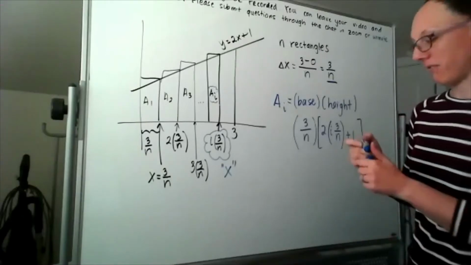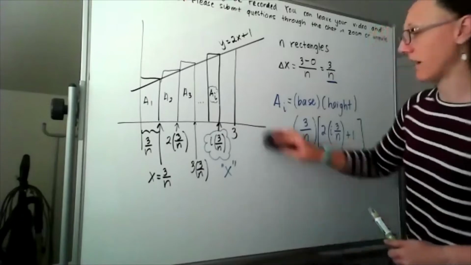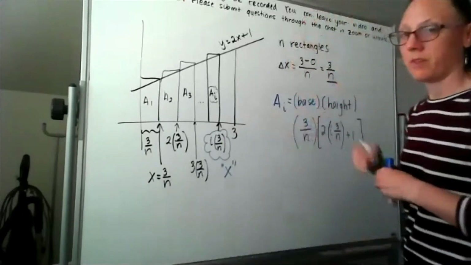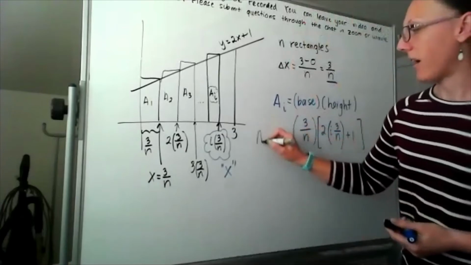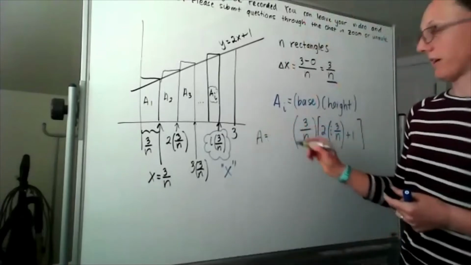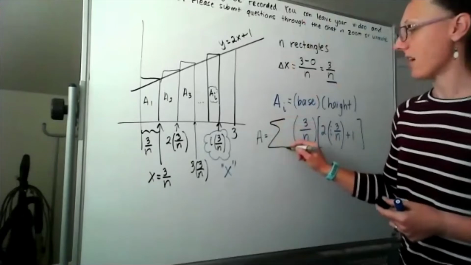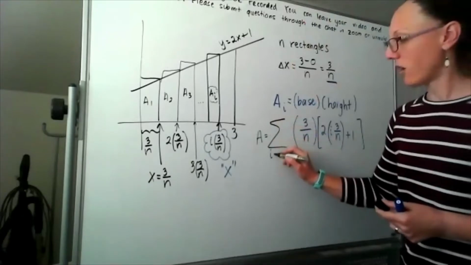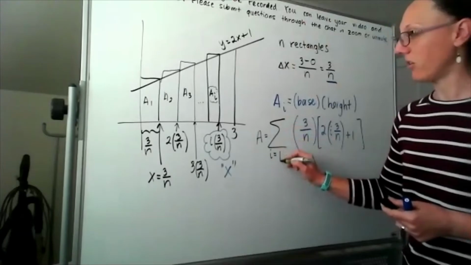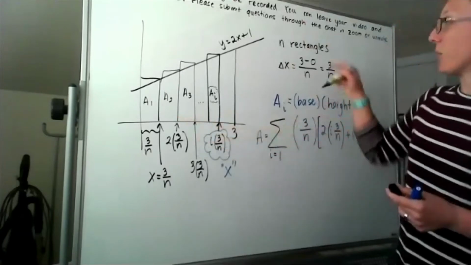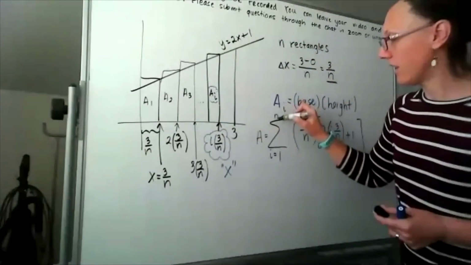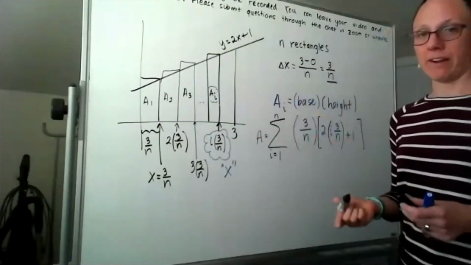And I can say that if I want to add up all of the rectangles, then that area for adding up all of the rectangles would look like the sum of this, starting with my first rectangle. And because we said we were going to have n rectangles, my last rectangle is going to be my nth rectangle.